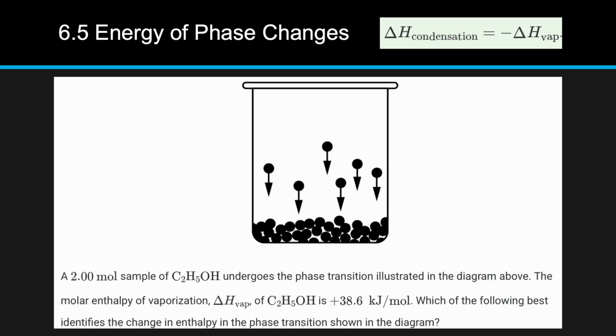All right, this next example says a 2-mole sample of ethanol undergoes the phase transition illustrated in the diagram above. The molar enthalpy of vaporization of ethanol is positive 38.6 kilojoules per mole. Which of the following best identifies the change in enthalpy in the phase transition shown in the diagram? So we are given delta H of vaporization, which means we have a liquid and it's turning into a gas.